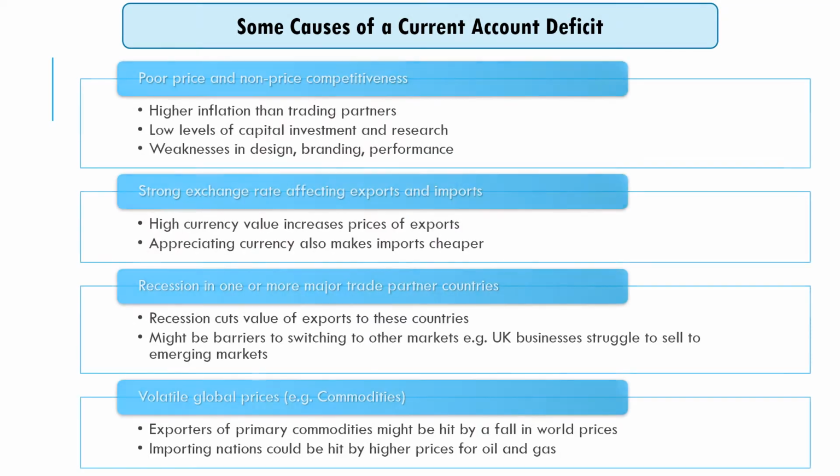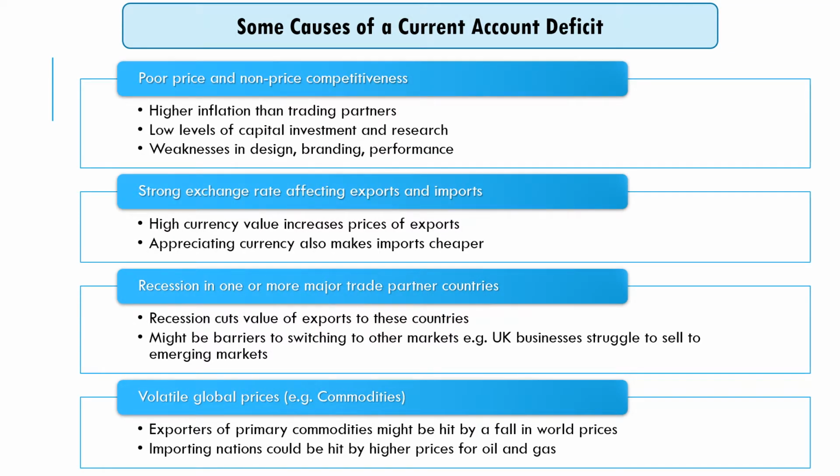So a little bit more detail on some causes of current account deficit. We've talked about price and non-price competitiveness. So you might want to take some of this down, maybe higher inflation or low levels of investment and research, maybe weaknesses in the businesses in terms of design, branding, performance. We've talked again about the strong exchange rate and the impact of that. Recession in one or more trading partners might cut the value of exports. And also global commodities prices being volatile often hit the exporters of primary commodities particularly.